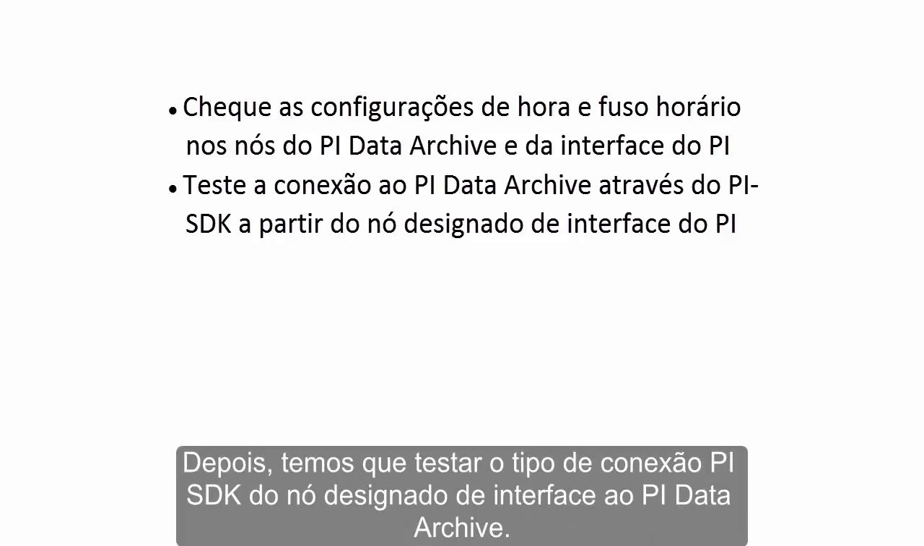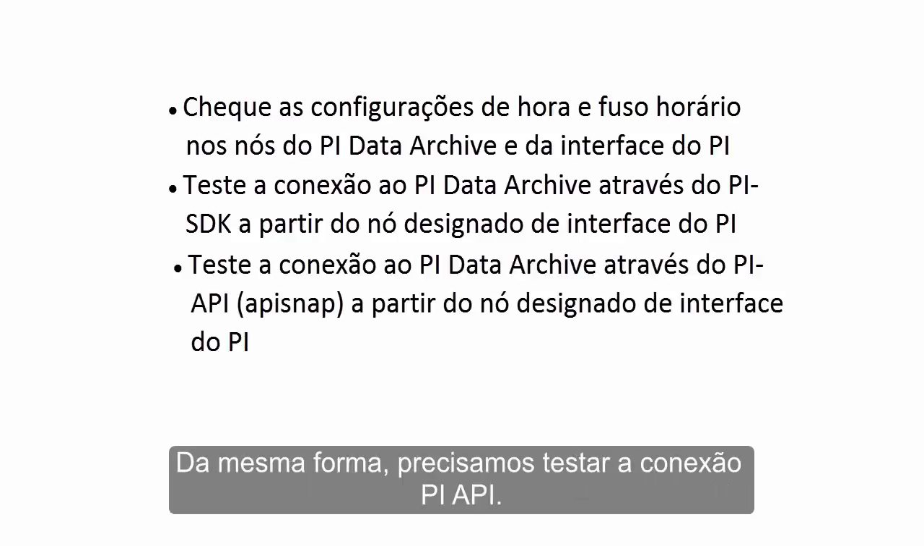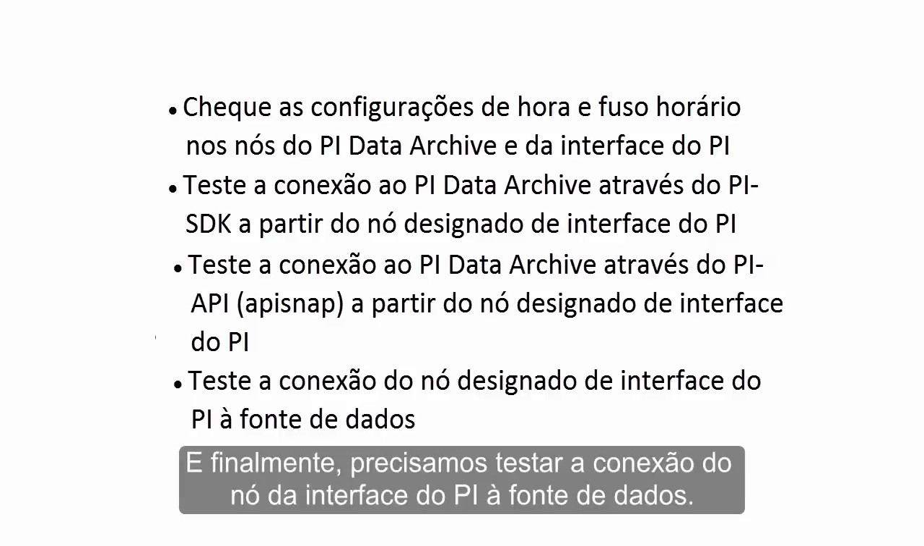Secondly, we need to test for the PySDK type of connection from the designated interface node to the PyData archive. Likewise, we need to test the PyAPI connection as well. And finally, we need to test from the designated PyInterface node to the data source as well.